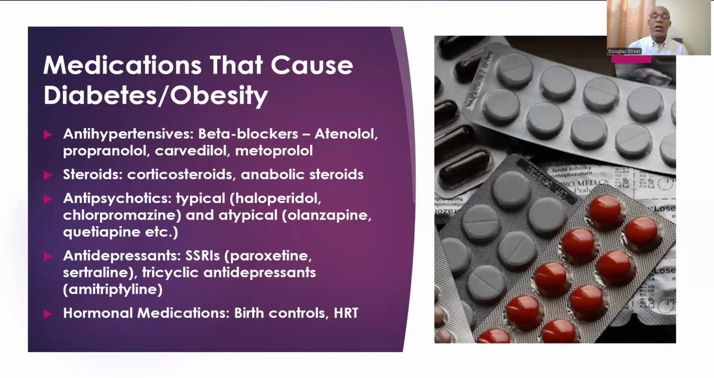Hormonal medications, birth controls. Of course, birth controls are used quite a bit, not just for birth control purposes, but for other reasons. And of course, there's hormonal replacement therapy. These also can contribute to diabetes and obesity.